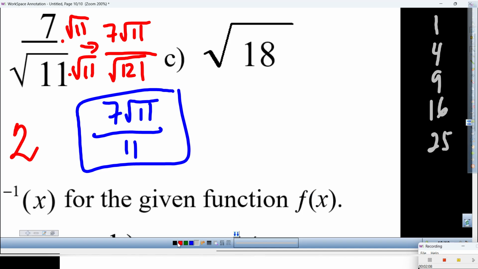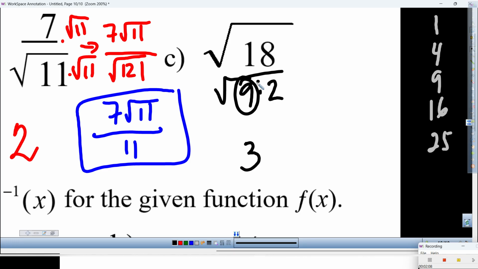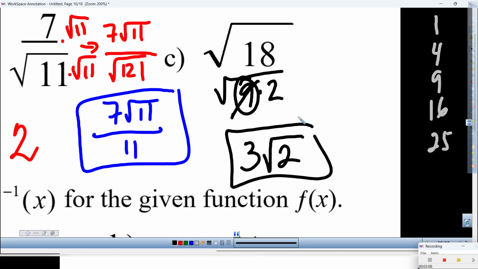So you said 9 times 2, so therefore this is square root of 9 times 2. So what is square root of 9, everyone? That is 3. So we cancel that from the inside. Can we do square root of 2? No, so that's why we leave it as square root of 2.